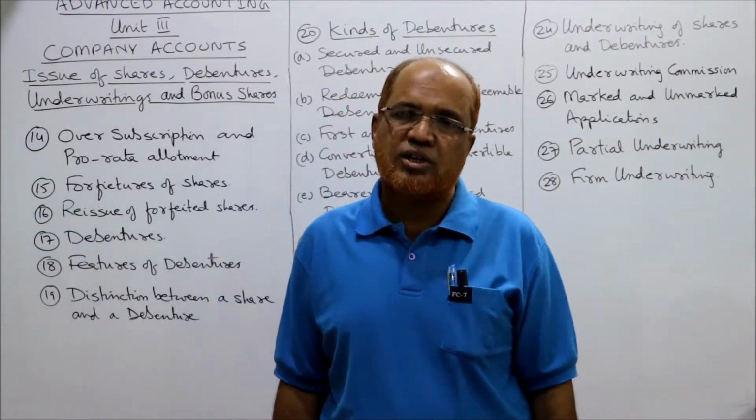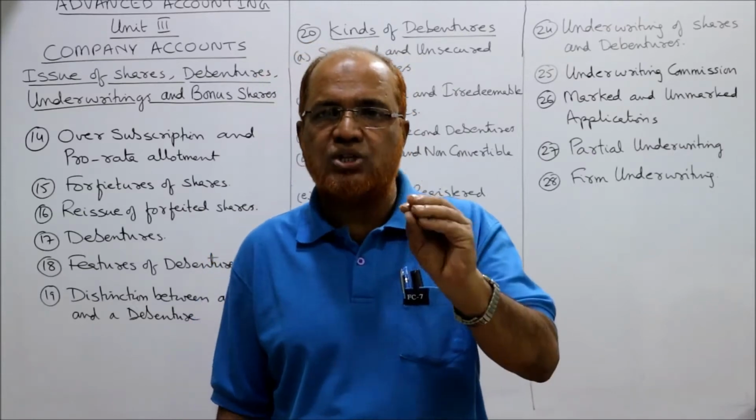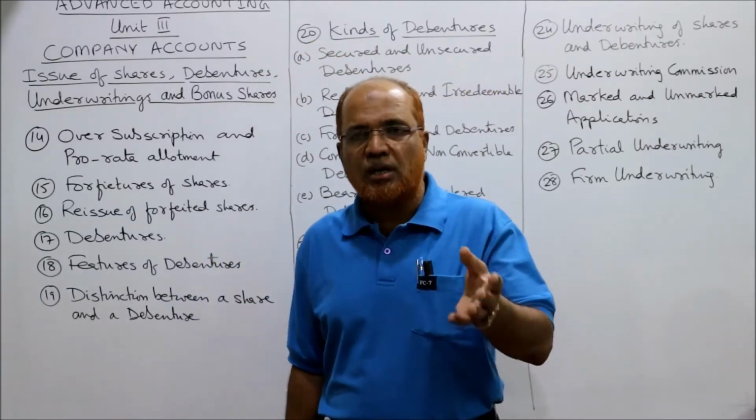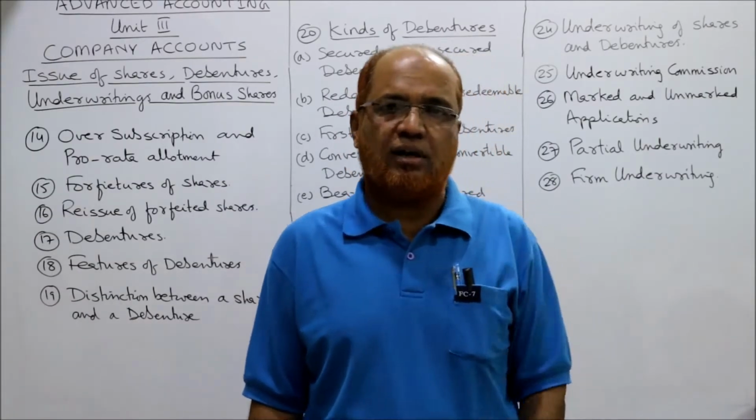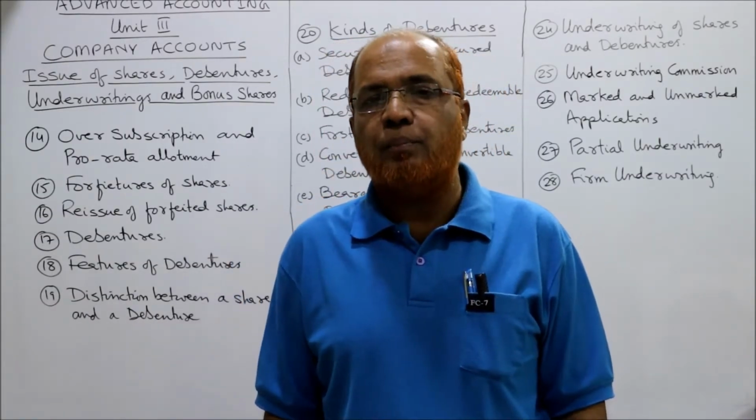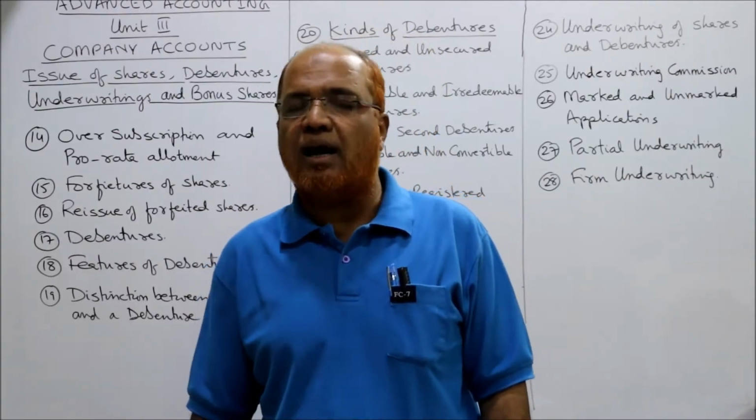The person who applies for 6 shares will be allotted 5 shares. The person who applies for 12 shares will be allotted 10 shares. This is called proportional allotment or pro-rata allotment.